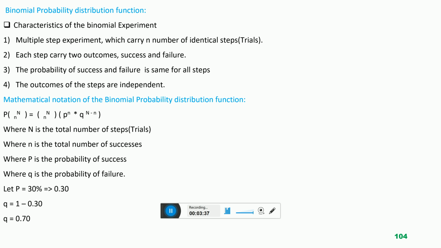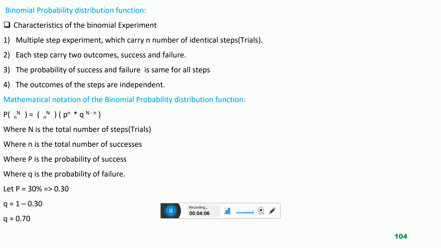It does not mean that in the first step head appear, so in the second step tail will appear. No, it is possible that in the second step again head appear. It is also not sure that if in the first step head appear, so in the second step again head will appear. So the outcomes of the steps, the tosses, are independent.